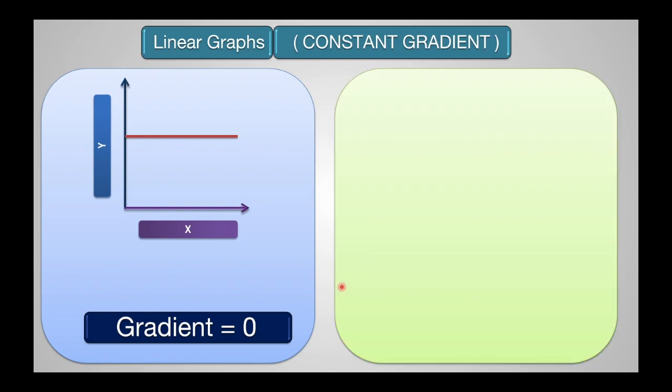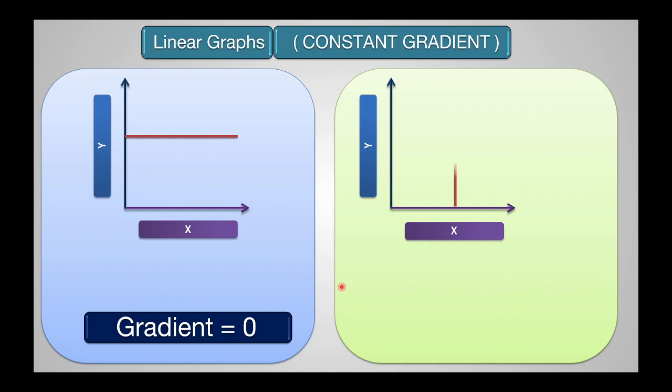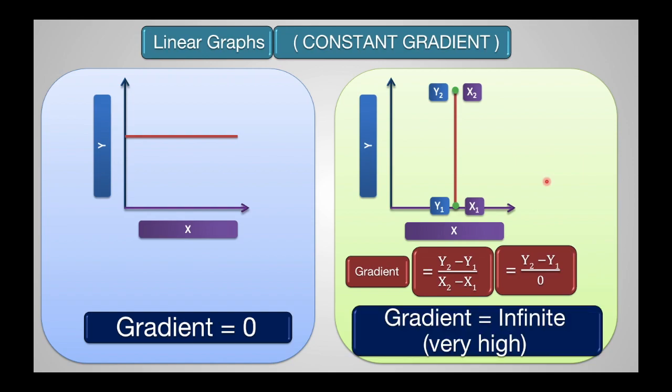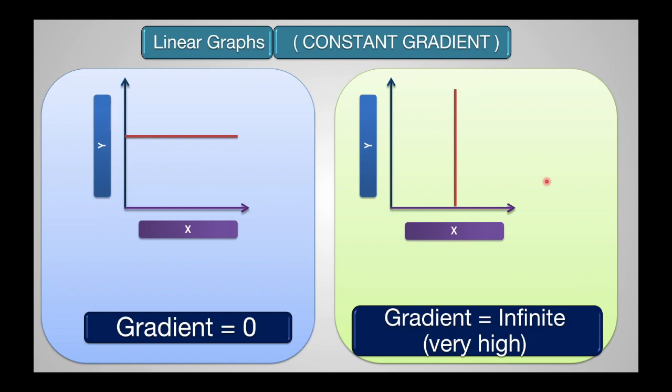Let's see the extreme opposite case, a vertical line. What is the gradient of a vertical line? So let's consider the same equation, choose 2 points as x1 y1 and x2 y2. If you observe here, x1 and x2 are the same, but y1 and y2 are different. Means numerator is there, but the denominator will be 0. There is no change in x. Any number divided by 0 is infinite, means very high. So this graph has an infinite or very high gradient. These are the two extreme possibilities of a straight line graph.